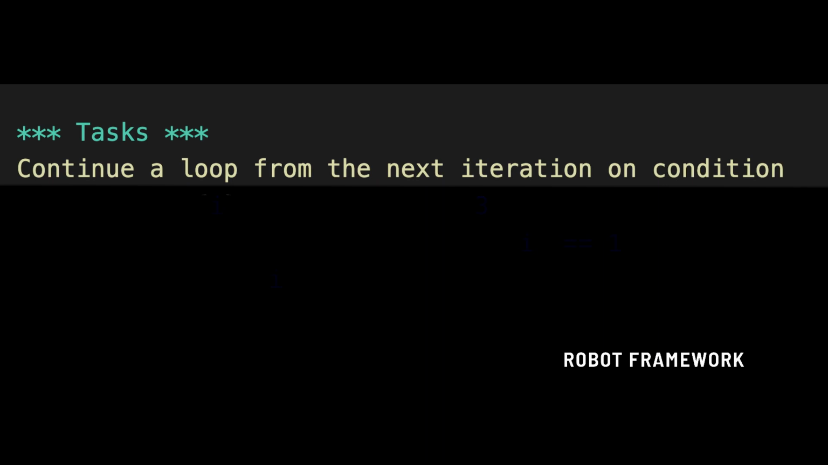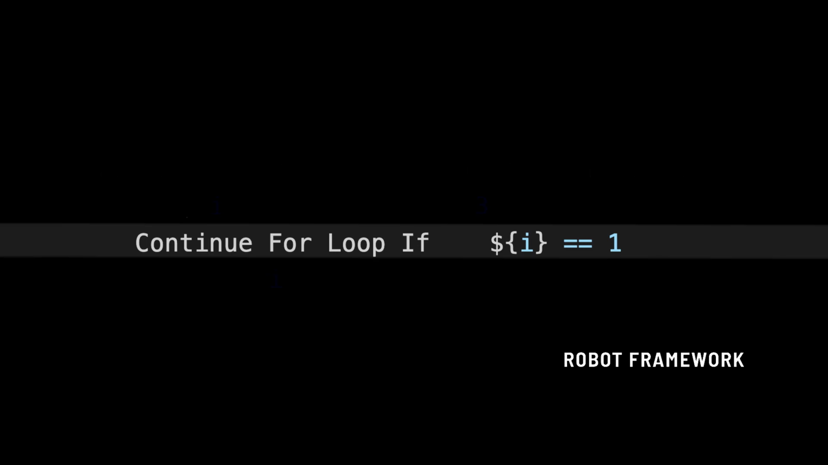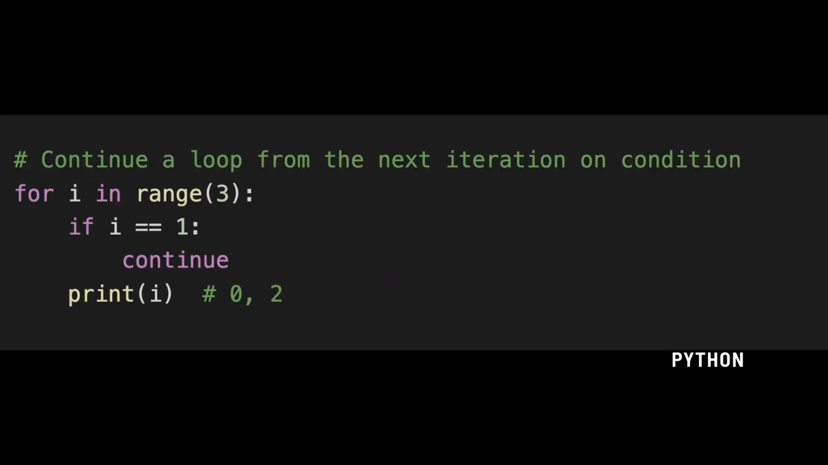If you want to skip the current iteration of the loop on condition, you can use the continue for loop if keyword. If the condition provided to the keyword evaluates to true, the loop will stop the current iteration and continue with the next iteration. In Python, the continue keyword achieves the same result.